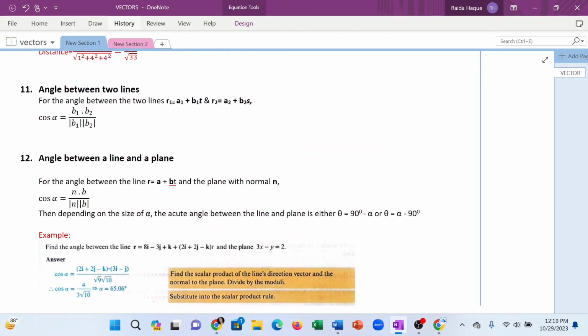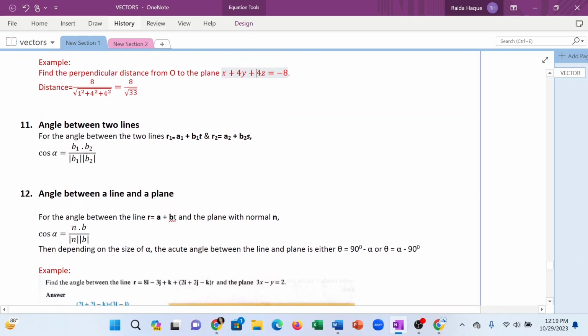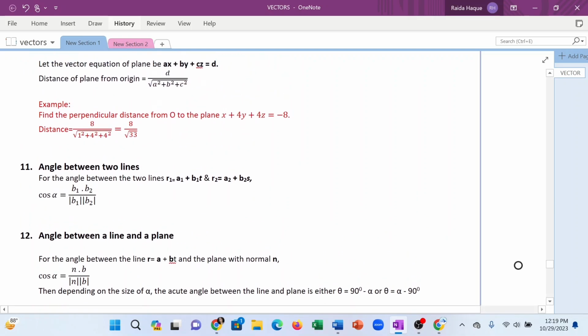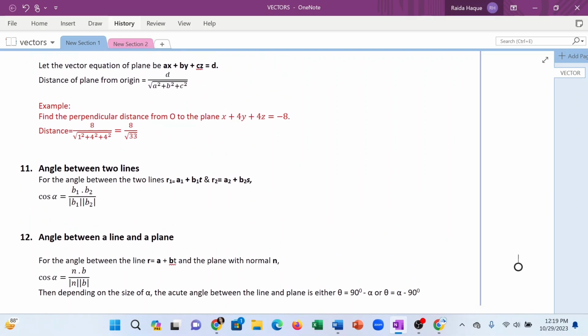How to find the angle between a line and a plane? So between two lines it was easy, but between a line and a plane it gets a bit more complicated. But not too complicated, so don't worry. You have the angle between the line r is equal to a plus bt and the plane with normal n. So over here n and b are representing the direction vectors of the normal and the line respectively.